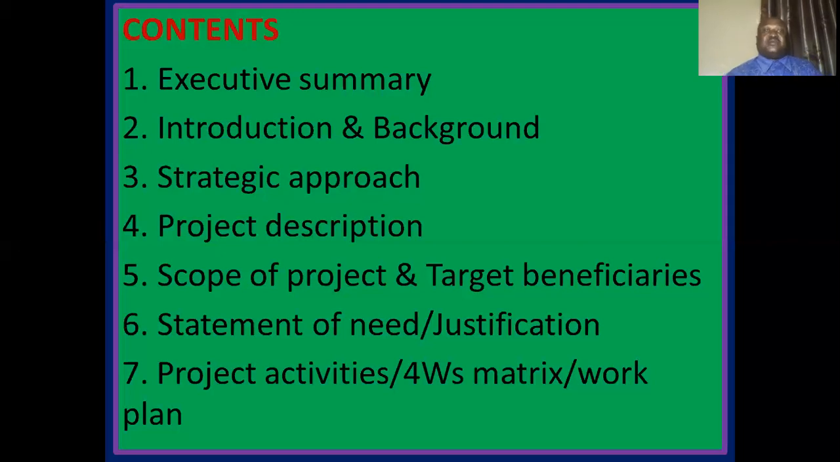Under the strategic approach, you ought to look at the objectives. These are specific short-term targets that are to be listed in your proposal, and they lie under the page of strategic approach.